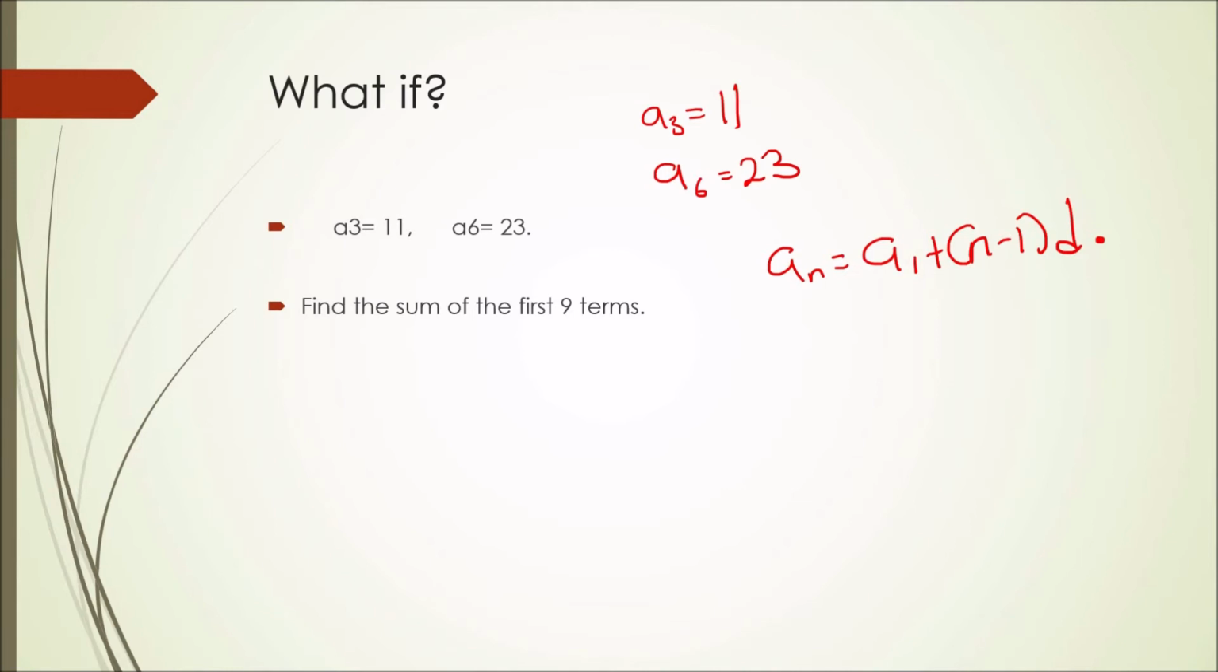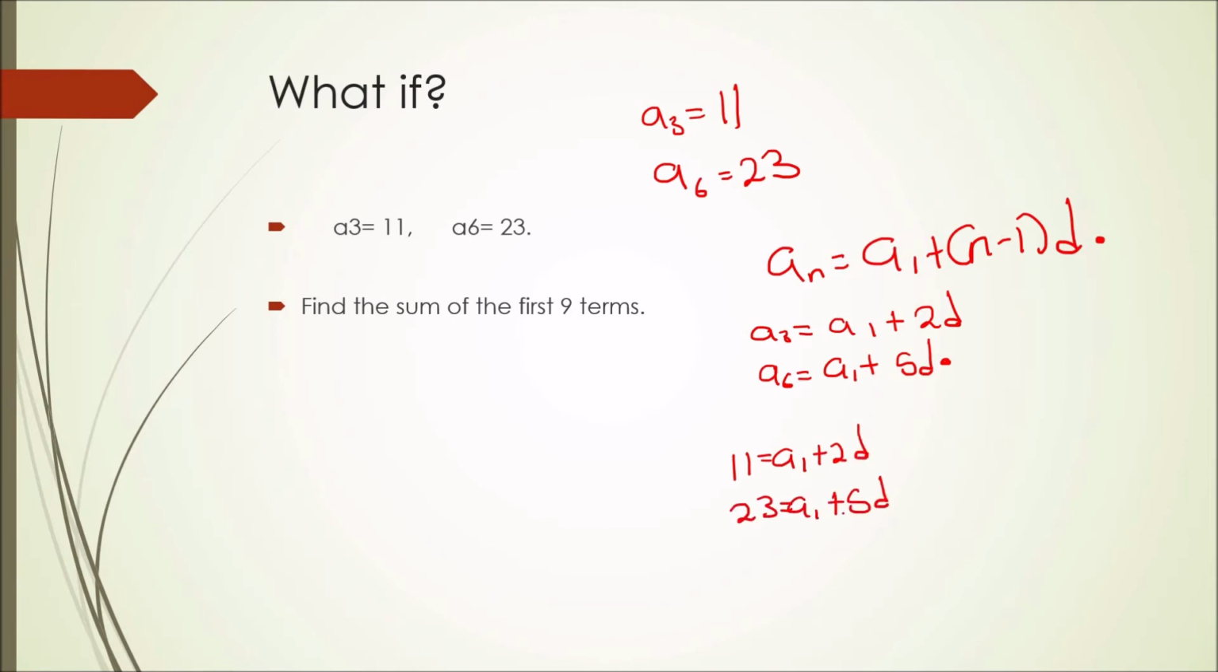Okay, now, so it means A3 is equal to A1 plus (3 minus 1), that's 2, 2D. A6 is A1 plus (6 minus 1), that's 5, 5D. Now that means 11 equals A1 plus 2D. 23 equals A1 plus 5D. Now what can we do here? We simply say equation 2 minus equation 1. Okay, this will be equation 1, equation 2.